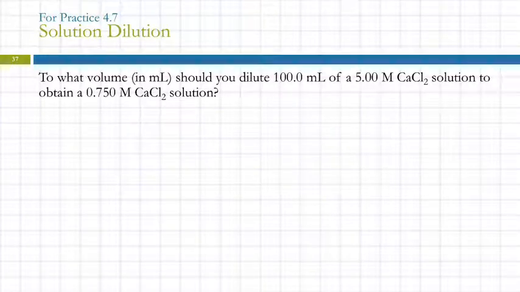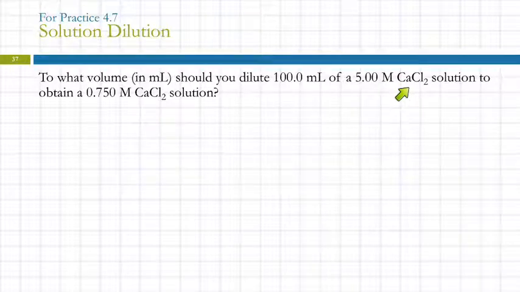So let's see how we would do a calculation with this. To what volume in milliliters should you dilute 100.0 milliliters of a 5 molar calcium chloride solution to obtain a 0.750 molar calcium chloride solution? Now, I'll warn you, students really like this M1V1 equals M2V2 equation, and then they try to use it in all sorts of inappropriate places. So you can only use it when you're diluting something. So in this example, we've got this word dilute. That tells me I can use this equation.